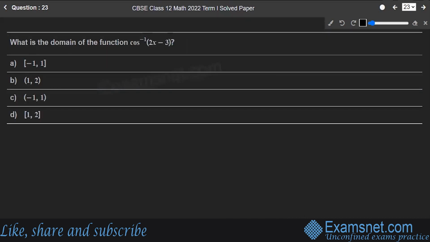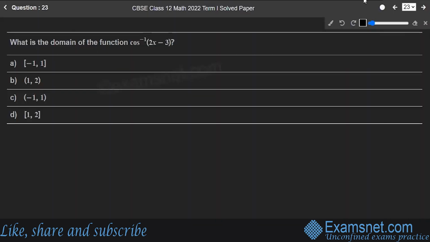Number 23, what is the domain of this function cos inverse of 2x minus 3? You have to find out the domain of it. Cos inverse, this lies between minus 1 to 1. So minus 1 is less than or equal to 2x minus 3 is less than or equal to 1, right?